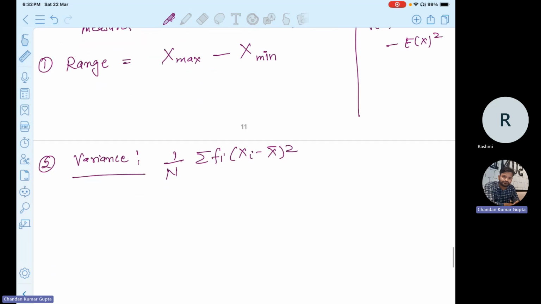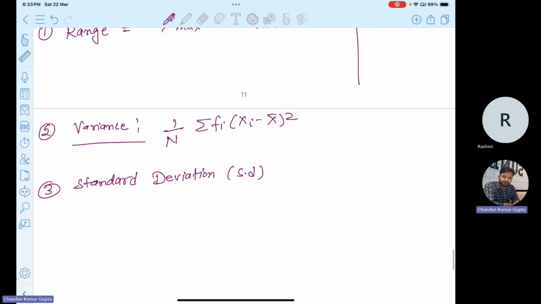The standard deviation is also there. It is defined as the positive square root of variance. This is called the standard deviation.